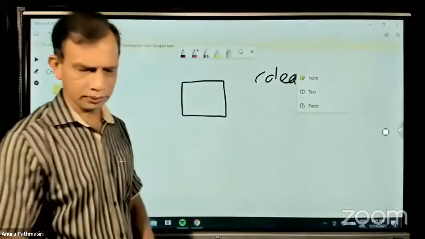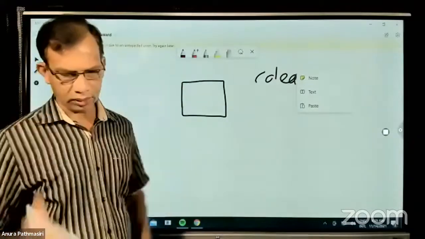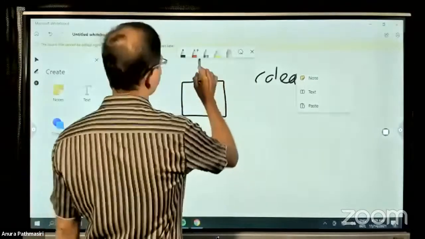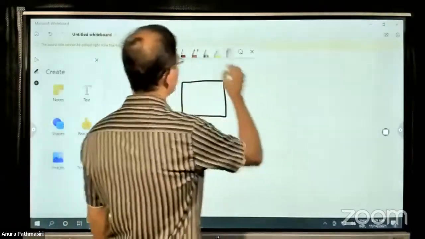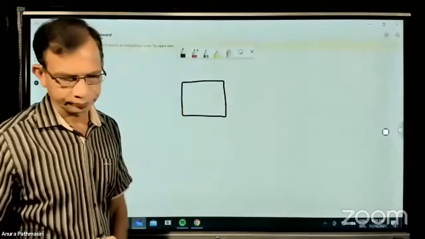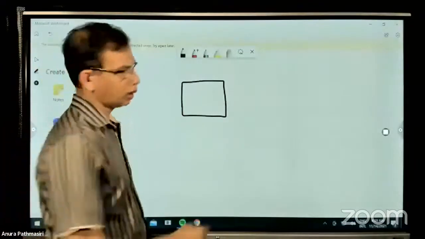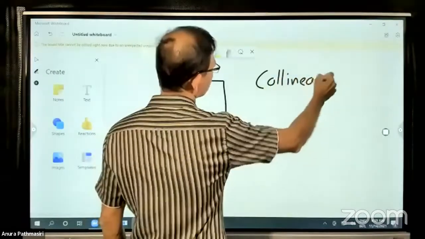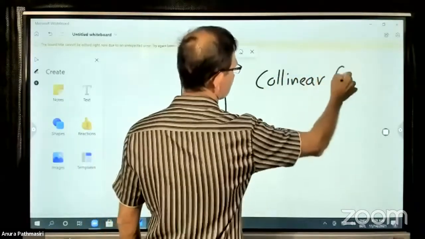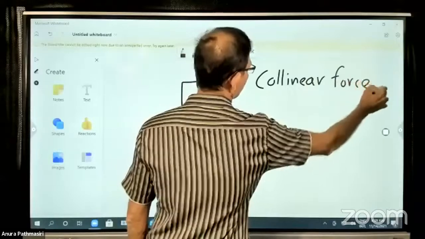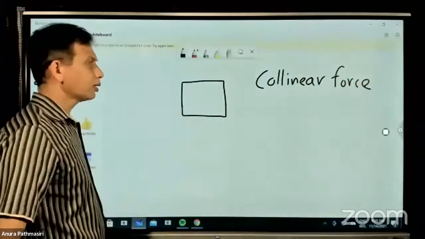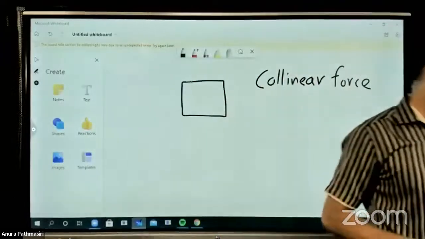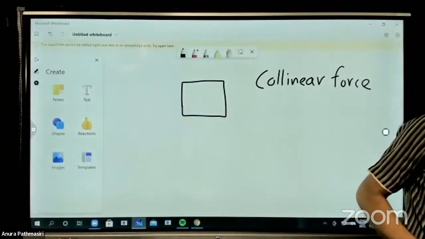How to spell collinear force? C-O-double-L-I-N-E-A-R. Collinear force. Collinear force means having the same line of action. It has the same line of action.